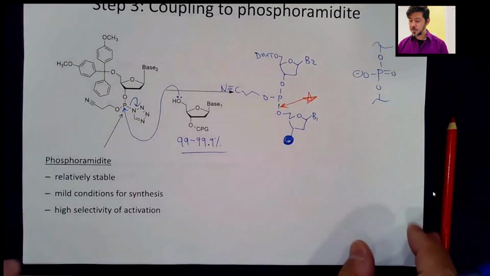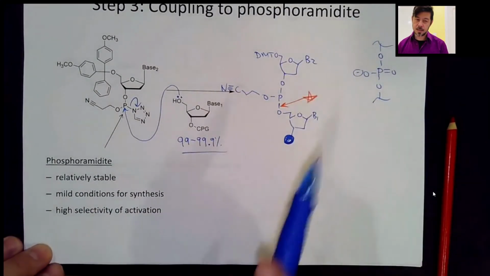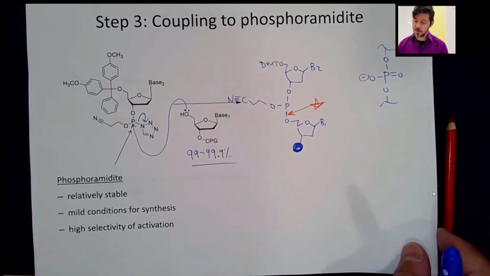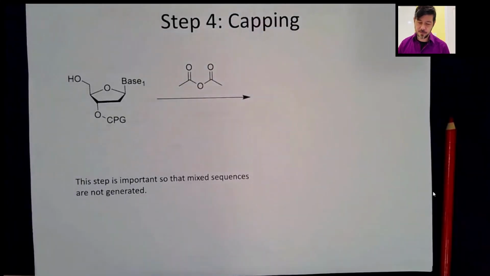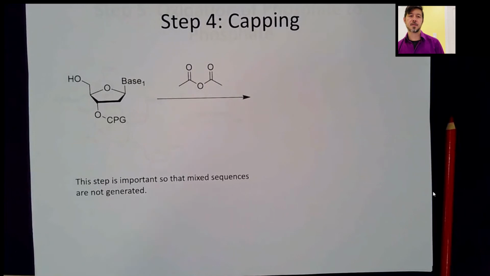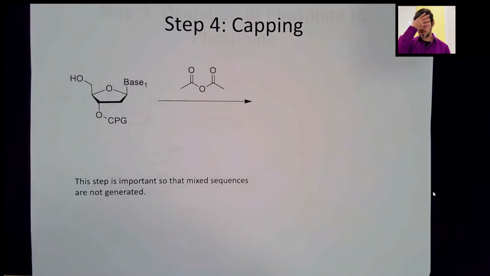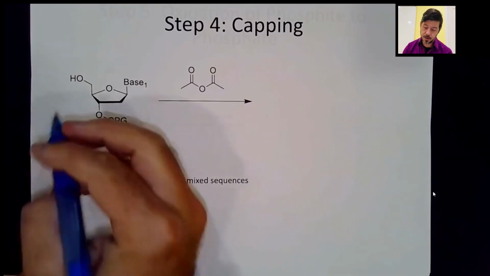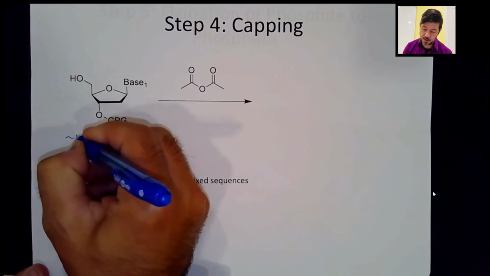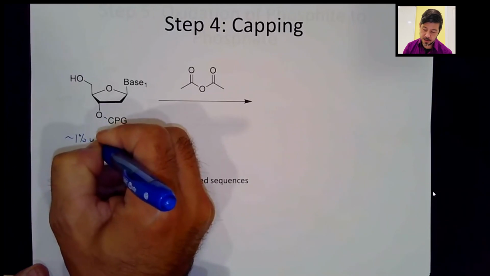Okay, now before we start to oxidize it, I'm going to introduce a new type of step that you haven't seen before, and this is called a capping step. And this capping step is done more like insurance. You can think of this like insurance. So the last step I said was, let's say 99% yield, the coupling step. That means that 1% didn't react. Okay, so let's just say 1% unreacted.